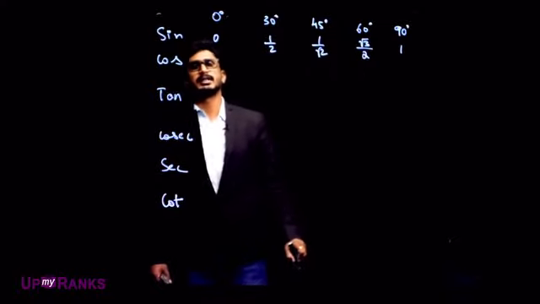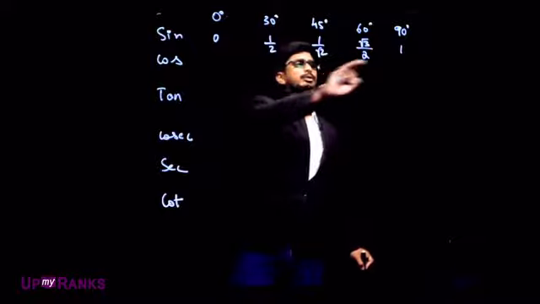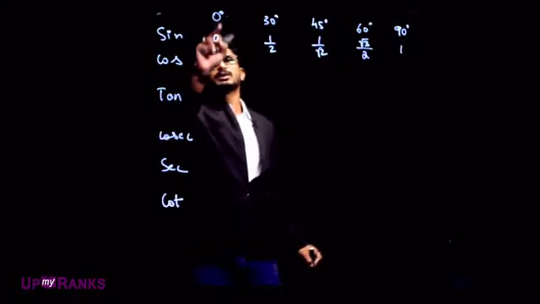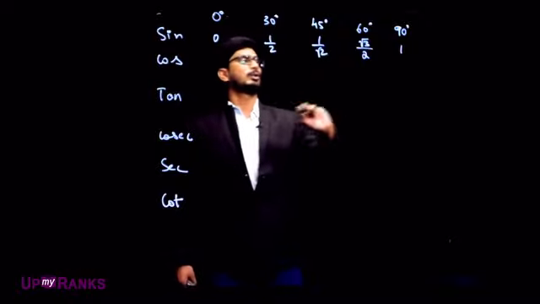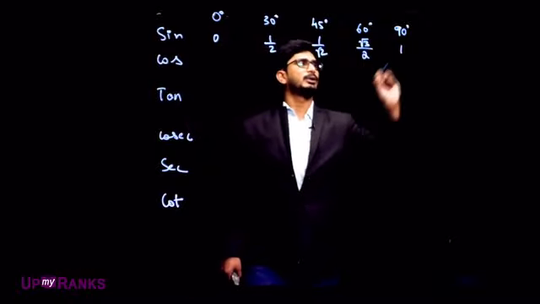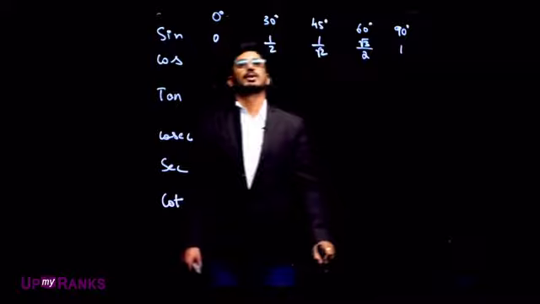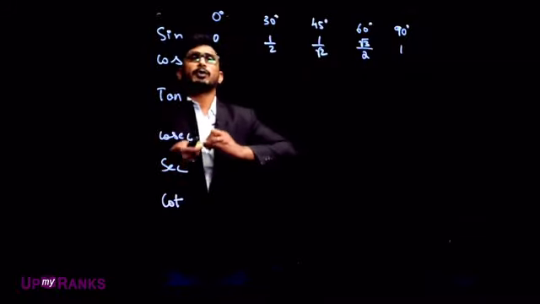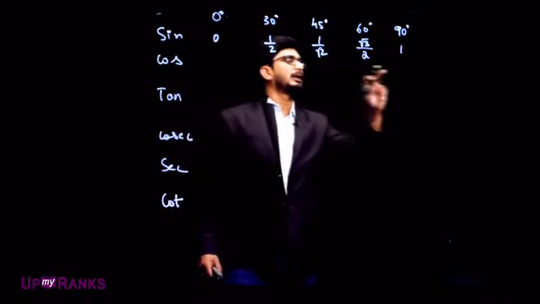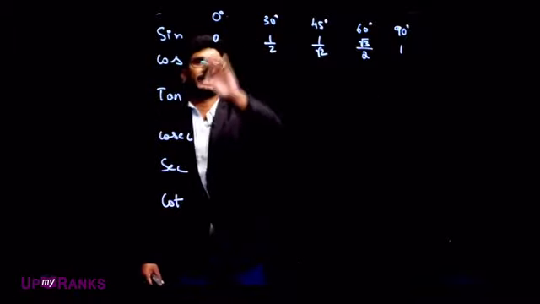You can remember like this: 0, half, 1 by root 2, root 3 by 2, 1. So sine 0 is 0, sine 30 degree is half, sine 45 degree is 1 by root 2, sine 60 degree is root 3 by 2, sine 90 degree is 1. So what do you understand by this? How do we write the cos now? If you remember only the first line of the sine, you can write the whole table.